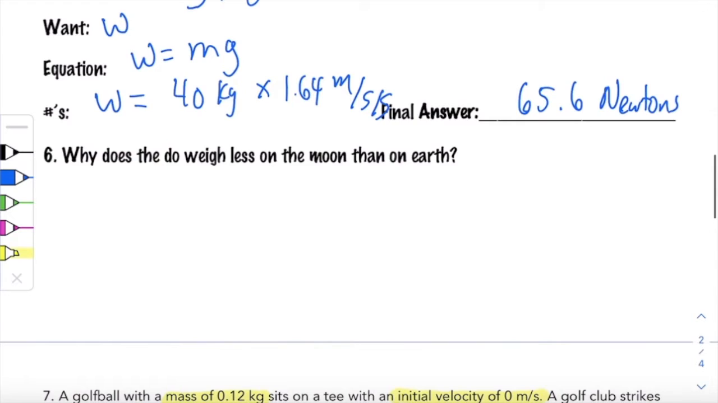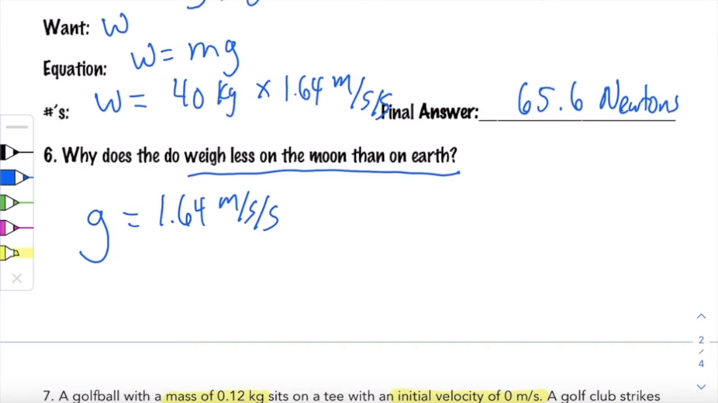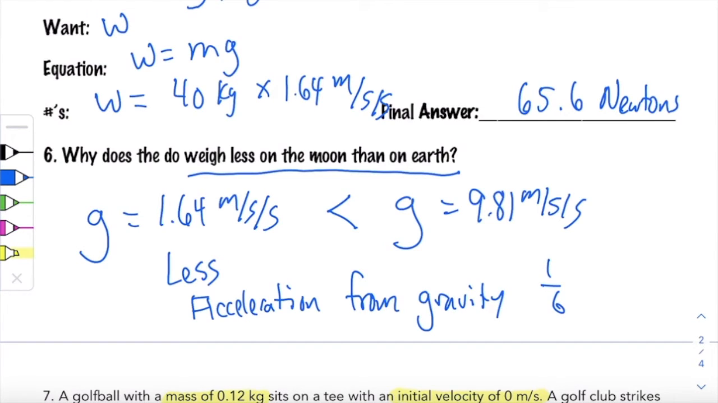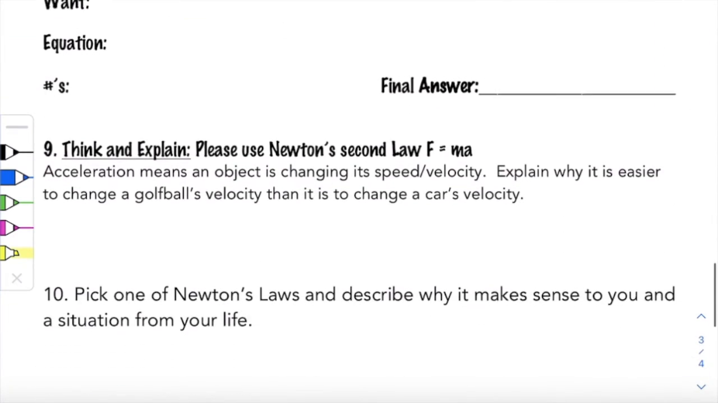The question is, why does the dog weigh less on the moon than on Earth? It's because the acceleration, the g on the moon, is 1.64 meters per second per second. And that's less than the gravity on Earth, which is 9.81 meters per second per second. So we'll say there's less acceleration from gravity. So you weigh 1/6 as much. Cool? And then I think we'll do one more.